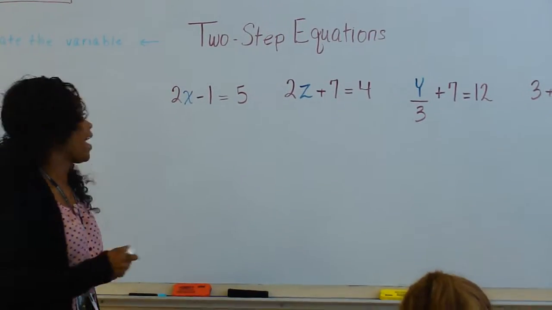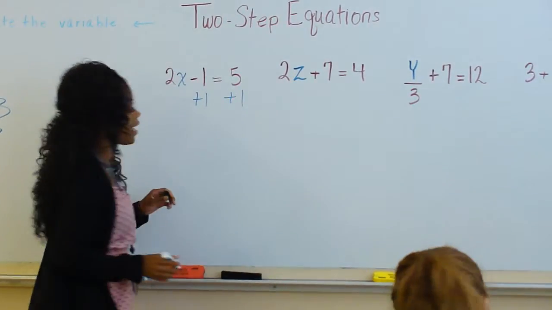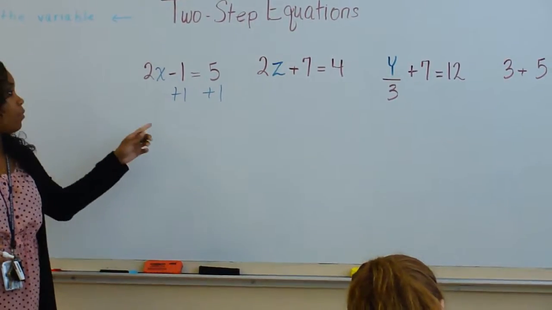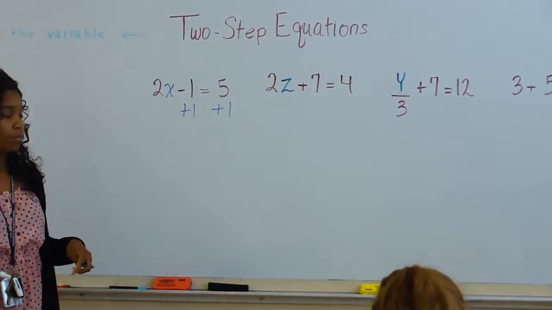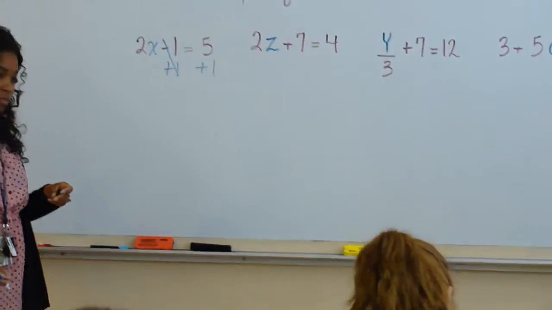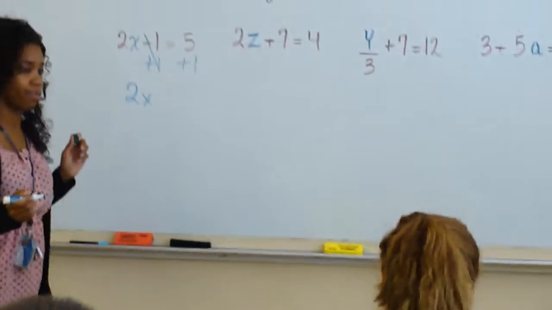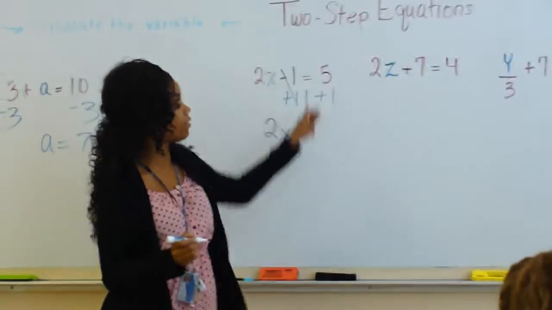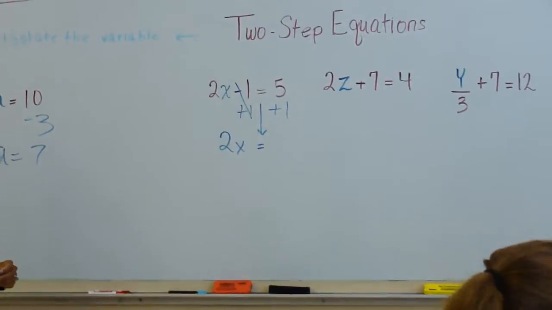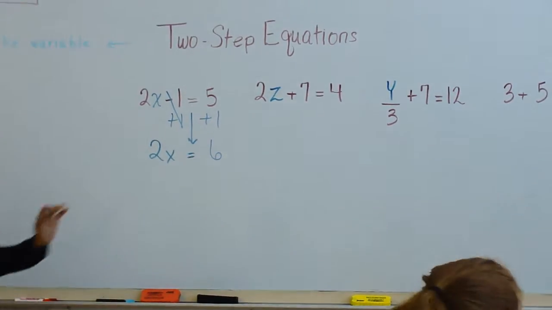Add 1 to both sides. Good job, Marshall. Add 1 to both sides. So, Natavian, what happens right here? Cross them out. So, tell me what's next. Bring down 2x. What else do I need to bring down? The equal sign. And what happens here? Add, and then what do I get? 6.